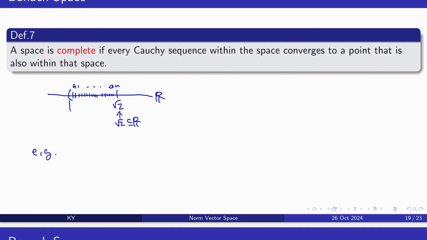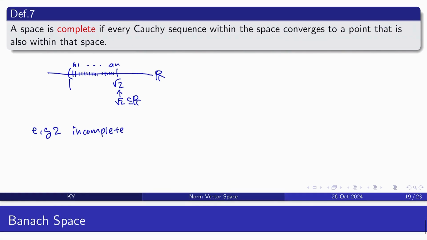So let me show you what we can consider as a space being incomplete. If you flip this definition, then what we get is that a space is incomplete if there exists one Cauchy sequence that converges out of the space.